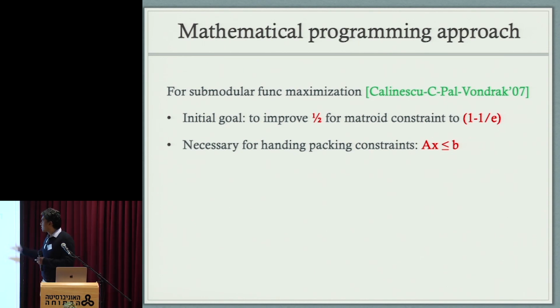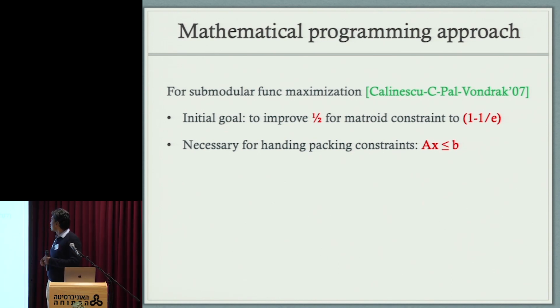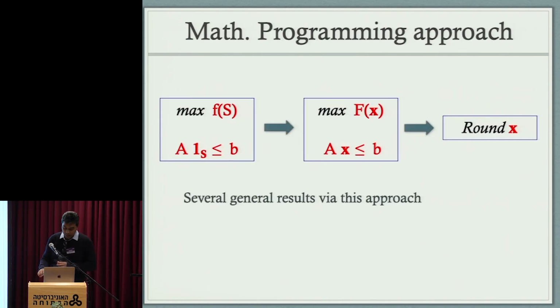And in fact, we started this a long time ago. It's long by now, right? It seems like a lot of time has passed. And the initial goal was not really to attack this problem, but to solve something else on matroids to improve the ratio. But it turned out to be very useful for packing constraints as well. So what is this mathematical programming approach?